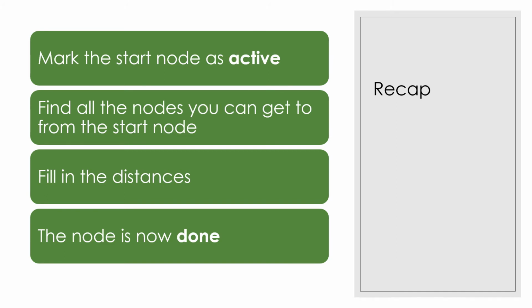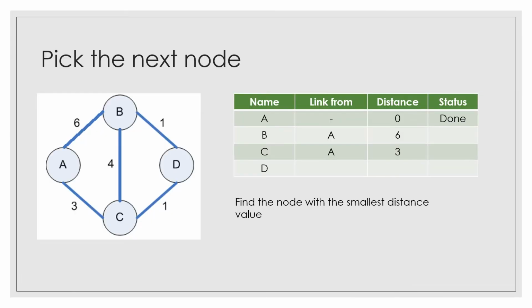The first active node is the start node. We find all the nodes we can get to from the start node and fill in the distances, and the node is now done. Now we've got to pick our next node. What we do is we look down the distance column and we find the smallest number, leaving out any nodes that are done. So pretty clearly, the smallest number is 3, and that means that C becomes our new active node.